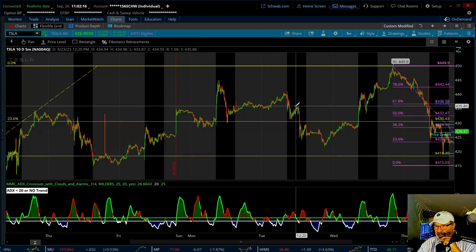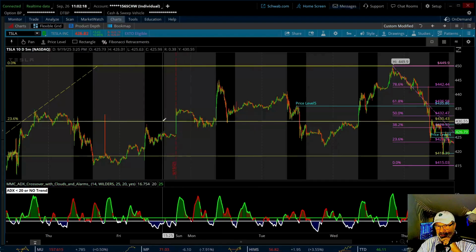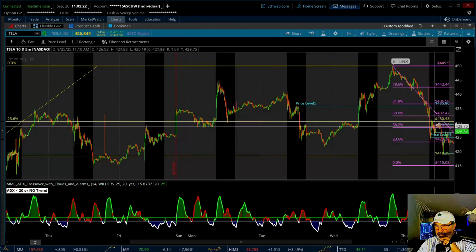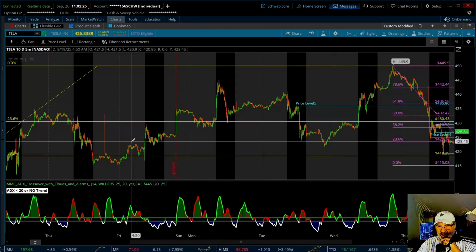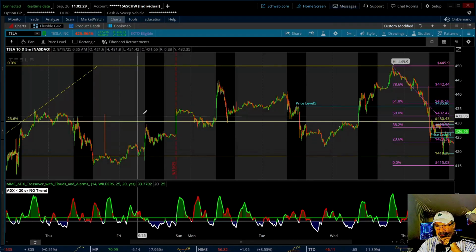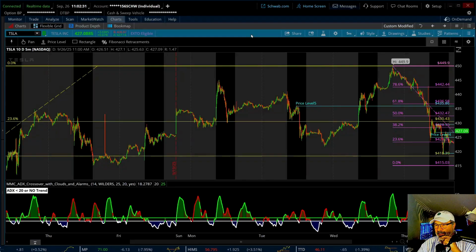This is pretty far out of the price range, but we'll mark it. And then let's see where this is. That's right above the fib. That kind of got picked up, you can see. No, that's it. We're good. We're good where we're at.